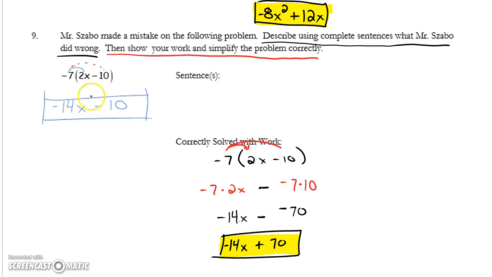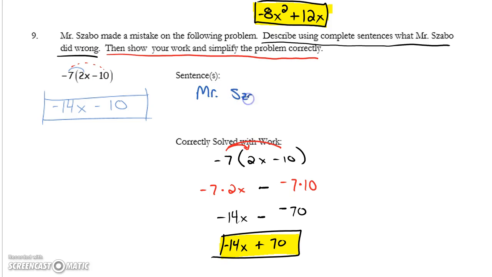We just talked about how we didn't distribute to the second term, to the 10. I'm not looking for one particular sentence, I'm looking for an accurate sentence. Whether you say, Mr. Szabo did not distribute to the 10, period, or Mr. Szabo did not multiply the 10, period, or Mr. Szabo did not distribute to every term, period, some statement or sentence explaining that the negative 7 never got multiplied by the 10. So I will write Mr.